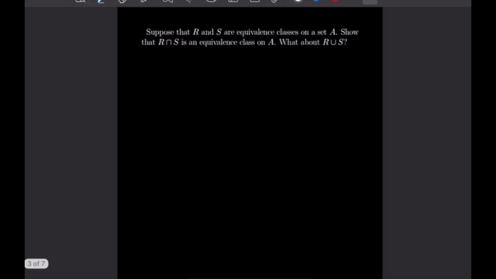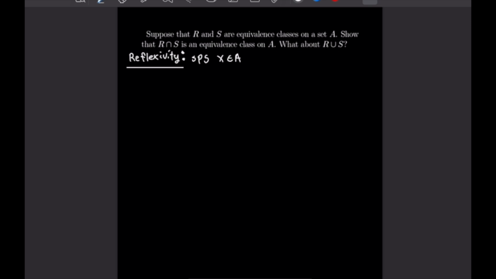Okay, so this one says, suppose R and S are equivalence classes on a set A, and we want to show that R intersect S is an equivalence class on A, and then briefly discuss R union S. So to begin this, we'll do just like we've been doing and prove reflexivity. So we're going to do these proofs by using the fact that R and S are both equivalence classes on the same set A. So let's suppose we have some element x in A.